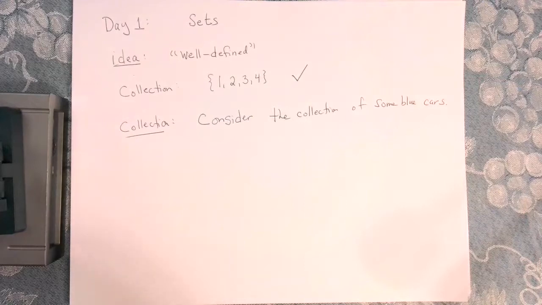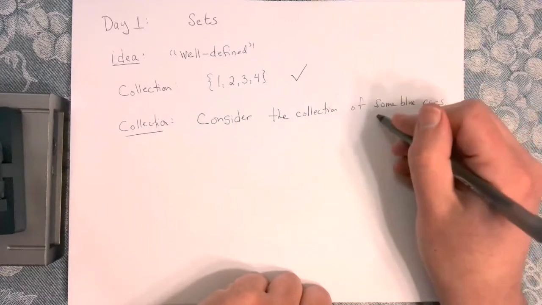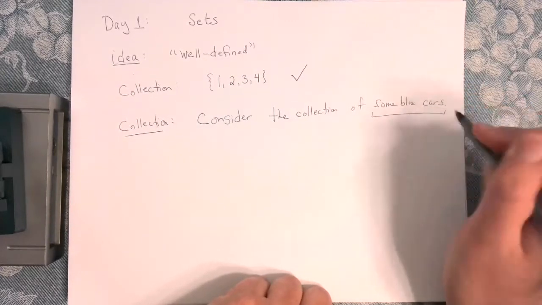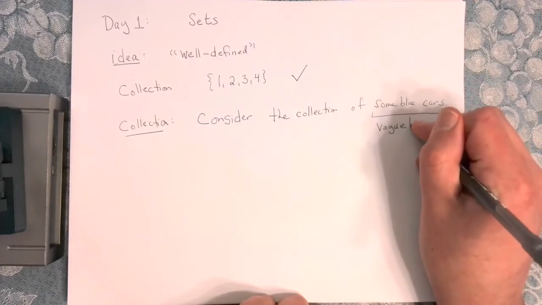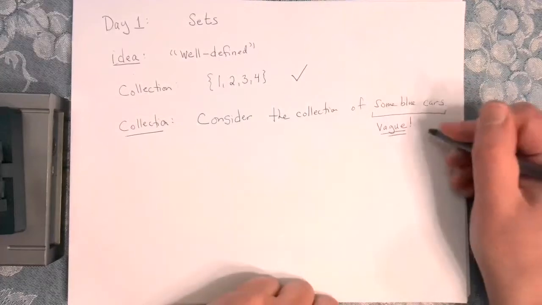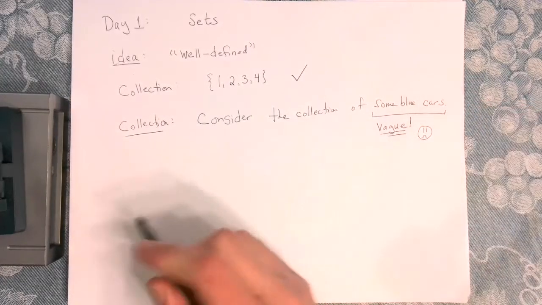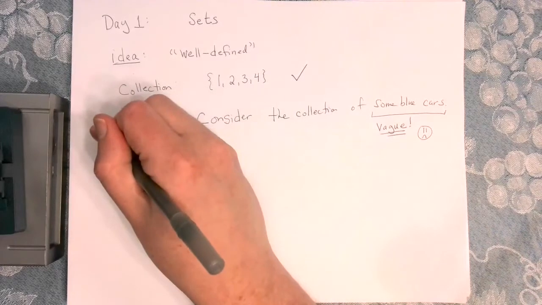So I hope you can start to see the issue here, right? So you know that this collection has blue cars in it, but which blue cars? We can't say, right? It's super vague. So consider the collection of some blue cars. That's not a well-defined collection. I can't tell you precisely what's in that collection and what's not in the collection. And so this is exactly the problem here that we want to avoid in mathematics. So this is vague, and that makes us sad. So this is not a collection that we really want to consider.